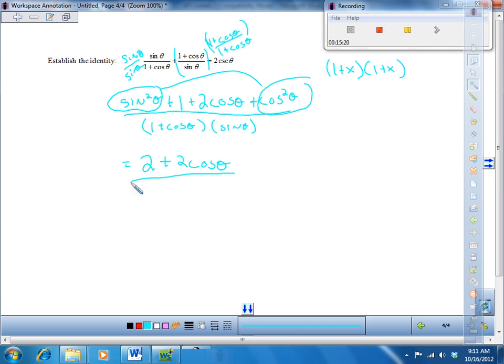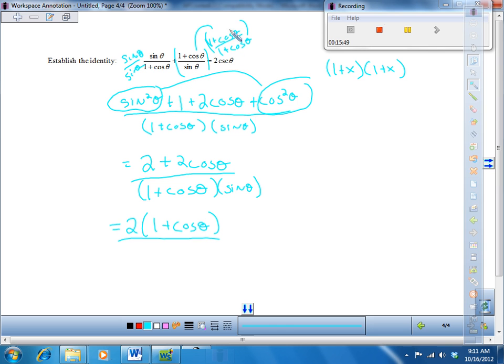And on the bottom, I'm going to leave this as it is, 1 plus cosine theta times sine of theta. Does anyone see something that I could do? What could I pull out of both of these? 2. So I have 2 times 1 plus cosine theta. I know I'm going fast. What do you get? 2 cosine theta. This 2 cosine theta? Yeah.